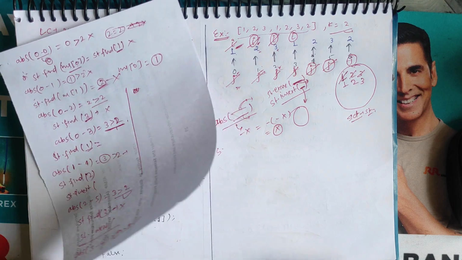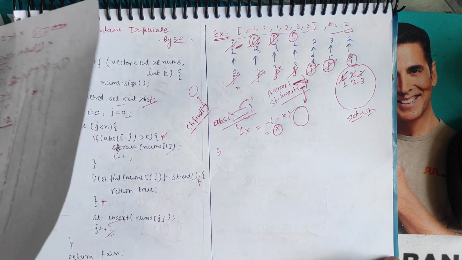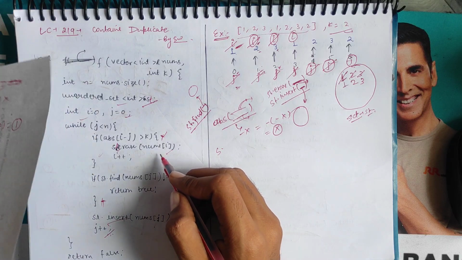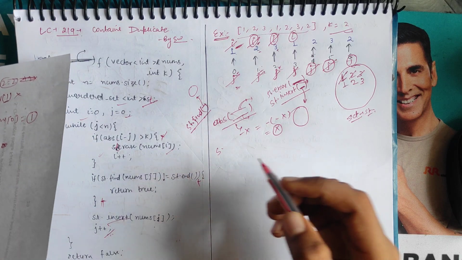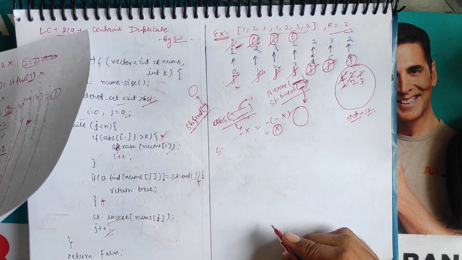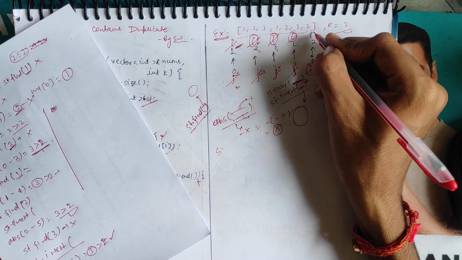Yes. So what we do? We erase nums of i. Nums of i was 1. So we erase 1. After that we move i forward. i is here.